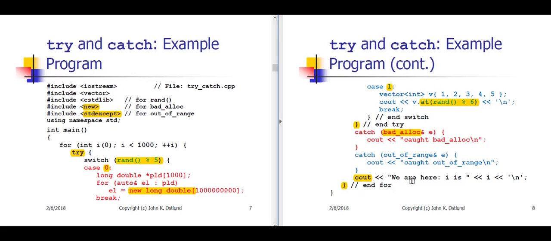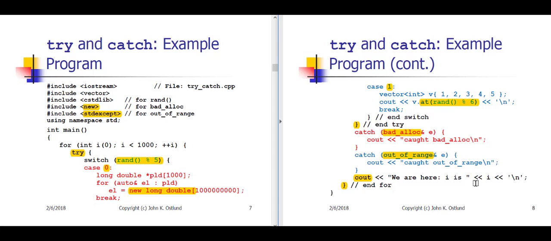Now, unfortunately, approximately 1 time out of 6, we're going to end up here with an index of 5, and of course an index of 5 is out of range, and that's going to throw an out_of_range error. We'll find ourselves in this catch block, and we'll display the message caught out of range. Because we have this catch block, the program does not crash. We say we are here, i is whatever it is, and we go back to the for loop.